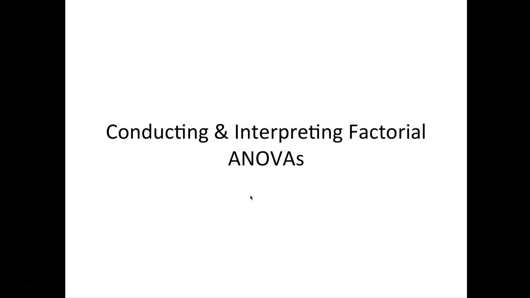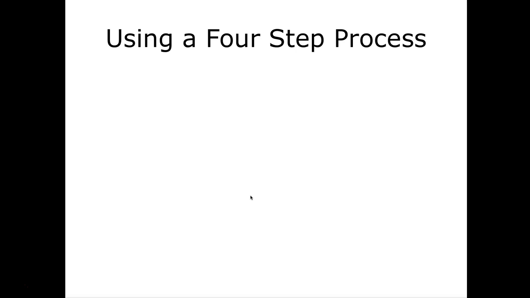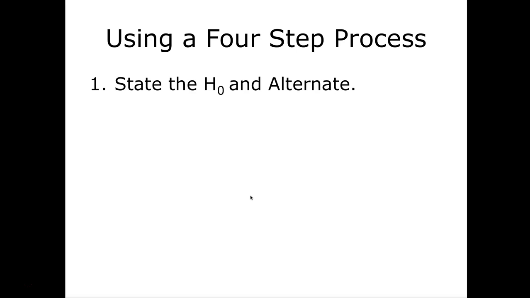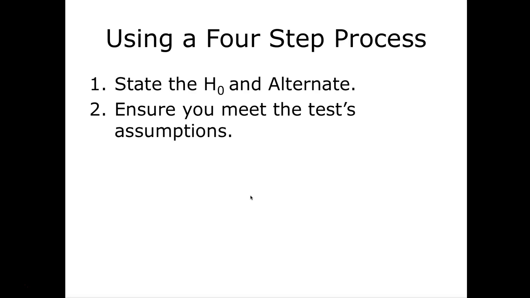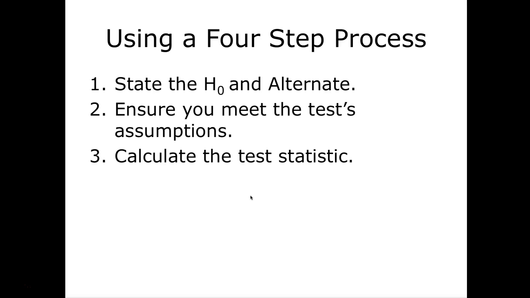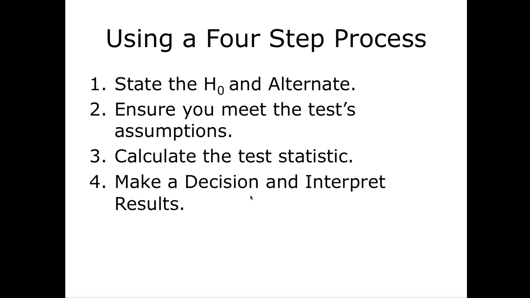That was a very long introduction to the logic of ANOVAs, but I do think the interaction is a complex idea, and so I wanted to make sure we gave plenty of examples and talked through that a little bit. So let's run through the 4 steps of conducting and interpreting factorial ANOVAs, and then we'll do an example in SPSS. So as always, we'll state the null and alternative or research hypotheses, make sure we meet the test's assumptions, calculate the test statistic, and make a decision and interpret the results.